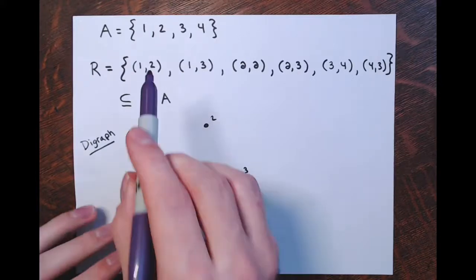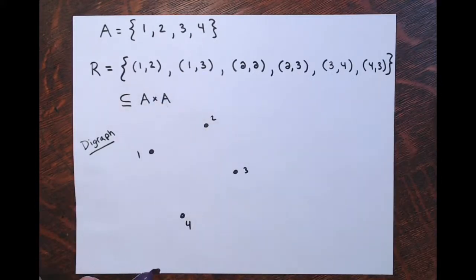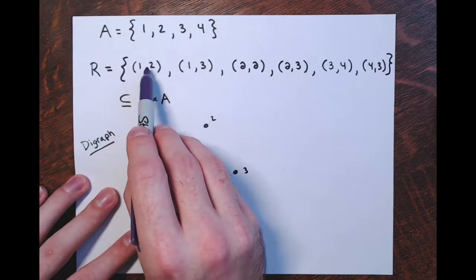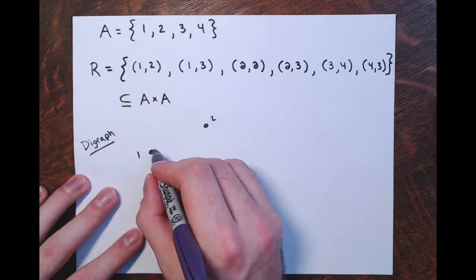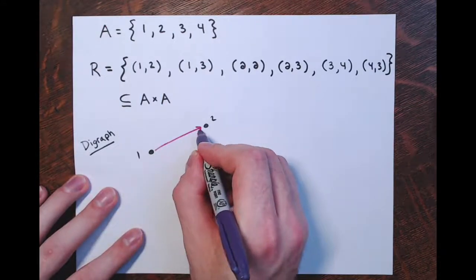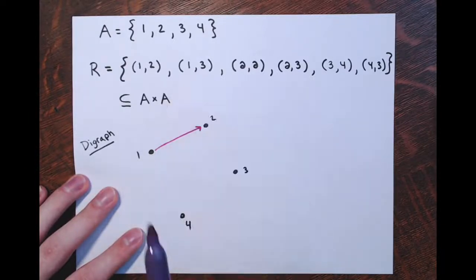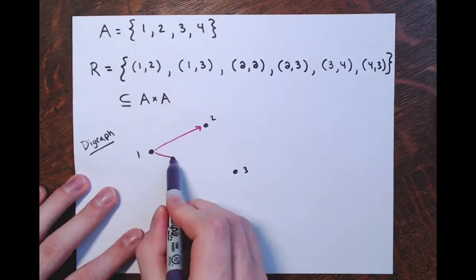And look at the relation. Look at what ordered pairs are in this relation. What are the relationships from A to A? We see that 1, 2. 1 is related to 2. So I draw an arrow, 1 to 2. 1 comma 3. 1 is also related to element 3, so from 1 to 3.